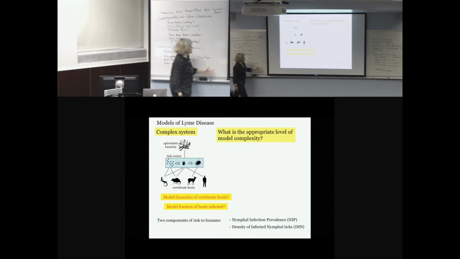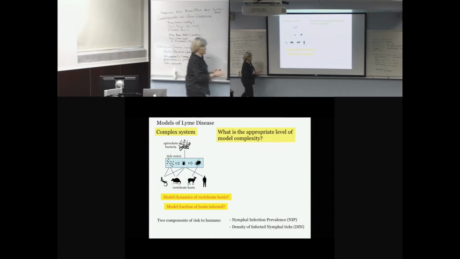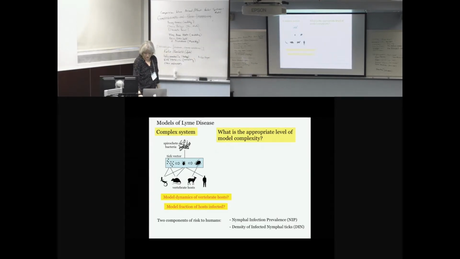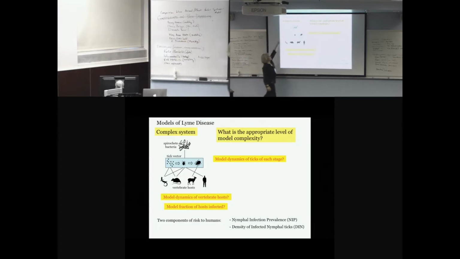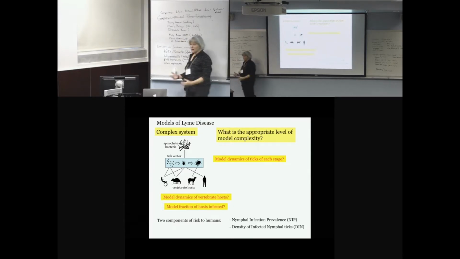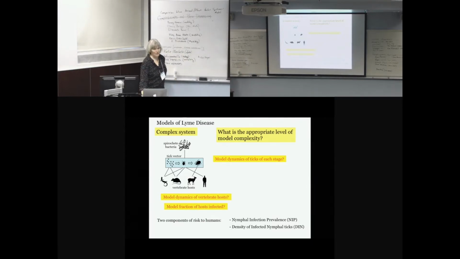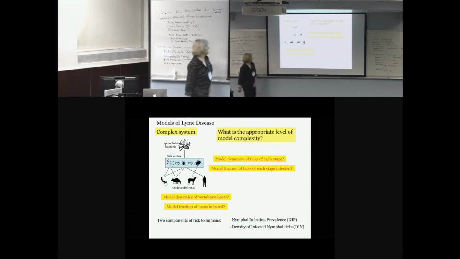Instead, we might just want to be able to model the fraction of hosts in each of those species that are infected. And do we also want to model the dynamics of the ticks in each stage? And for the Lyme disease system, I think that it's all about the dynamics of the tick. A model of Lyme disease is really a model of the population dynamics of the tick, and the fraction of ticks that are infected in each of the stages.